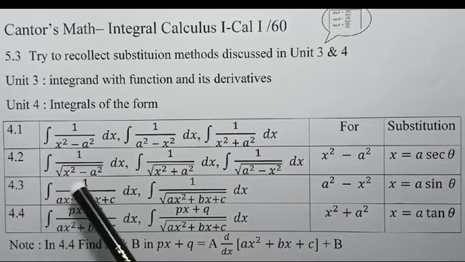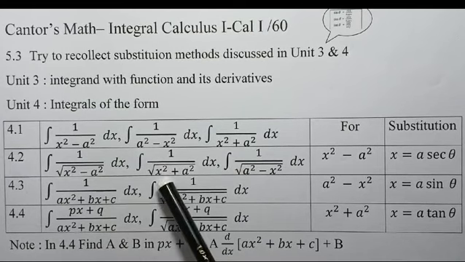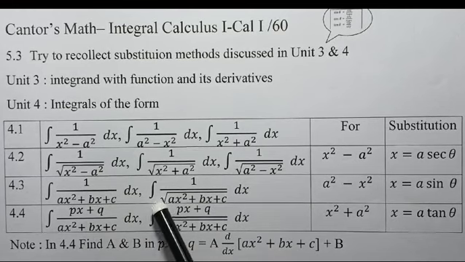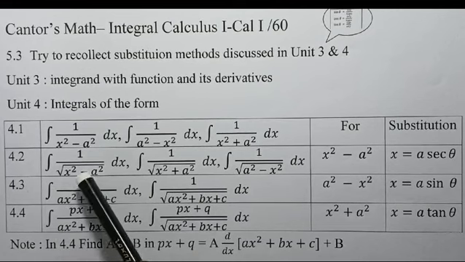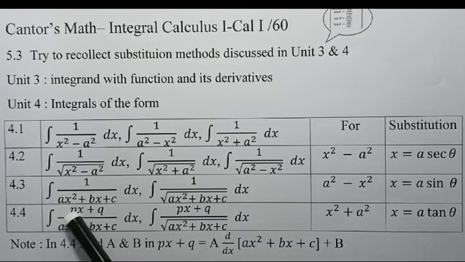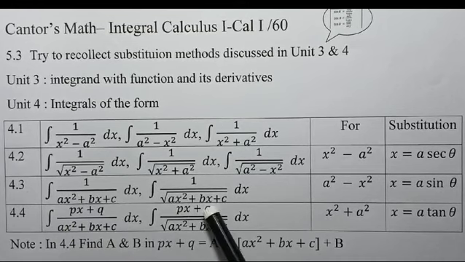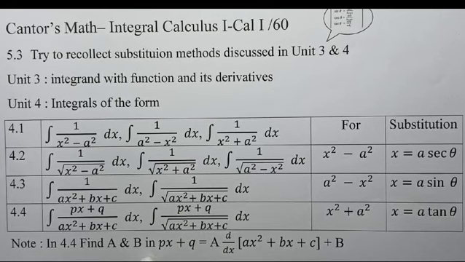4.3. We have integral 1 by (ax squared plus bx plus c) dx and integral 1 by square root of (ax squared plus bx plus c) dx. The difference is the square root. 4.4 is important. In 4.3 we have 1 in the numerator. Here we have integral (px plus q) by (ax squared plus bx plus c) dx and integral (px plus q) by square root of (ax squared plus bx plus c) dx. Note, in 4.4 find a and b in px plus q equal to a into d by dx of (ax squared plus bx plus c) plus b.